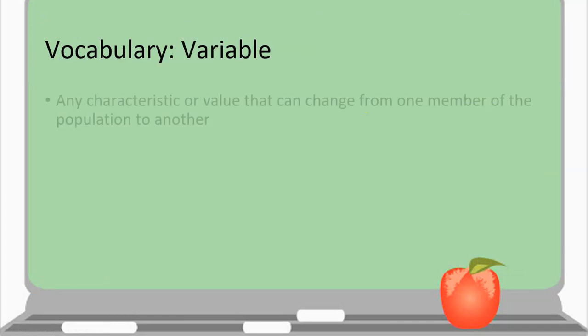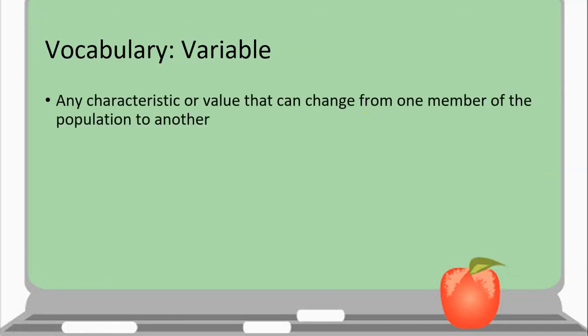Another key word in the course is a variable. That's any characteristic or value that can change from one member of the population to the other. Some examples include eye color. I could ask all my students what their eye colors are, and I'm going to get varied responses: blue, brown, hazel, green, what have you. Number of siblings, that's a variable that changes from person to person. Maybe 0, 1, 2, 10, who knows? Height, the heights of my students, that's another example of a variable.